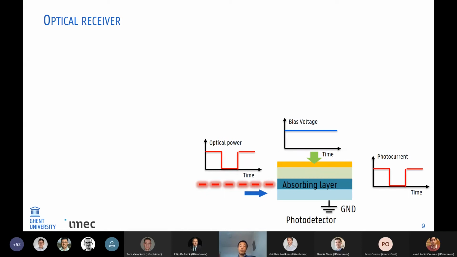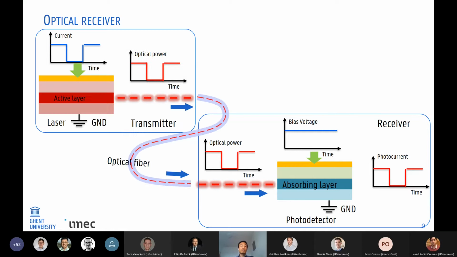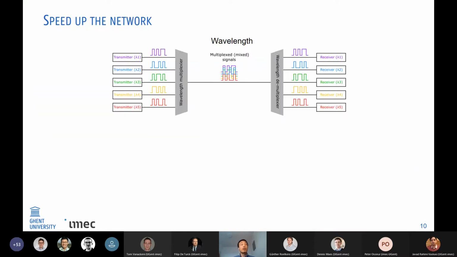So at the other side, we want to detect the signal. So we need a detector to convert optical power to photocurrent. And then we can connect these two with a fiber. Then we have a fiber link.